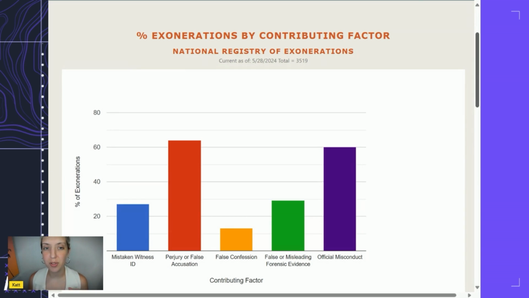And then in looking at the data here from the University of Michigan, the X and Y axis down here starts with 0. I just have it blocked with my screen. That way it's bigger for you guys. We're looking at a total of 3,519 exonerations, and it's grouped by these different contributing factors. So mistaken witness ID was 27%. Perjury or false accusation is 64%. False confession is 13%. False or misleading forensic evidence is 29%. And official misconduct is 60%. Now, if you're wondering, hey, that's more than 100%, yes, because with an exoneration, more than one of these could be a factor in the exoneration.